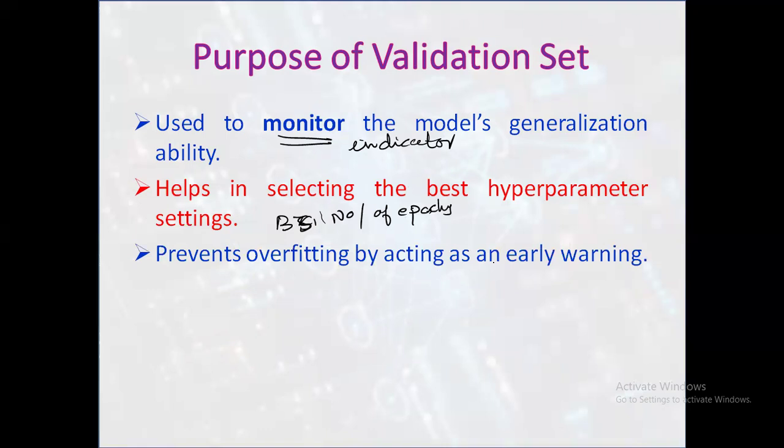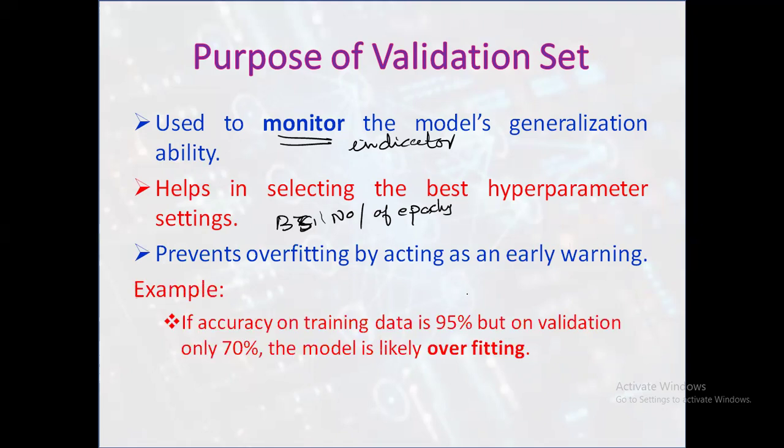Next, it prevents overfitting by acting as an early warning. That means if validation accuracy begins to decline while training accuracy continues to rise, it signals overfitting. The training can then be stopped or regularization increased to preserve generalization.